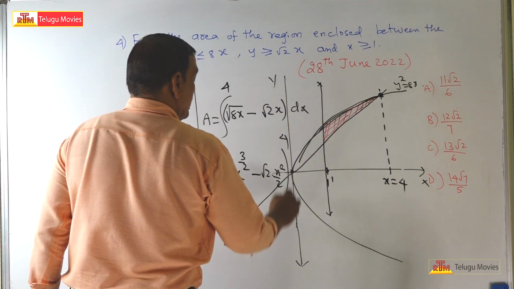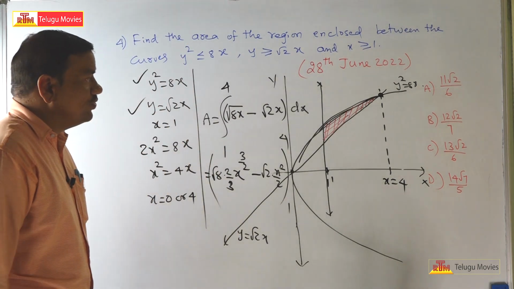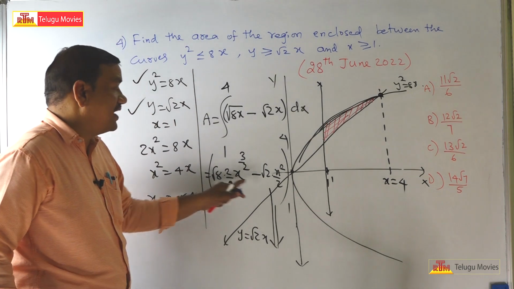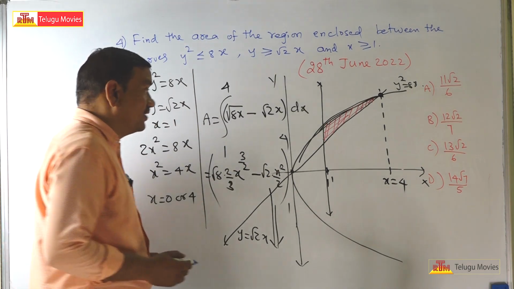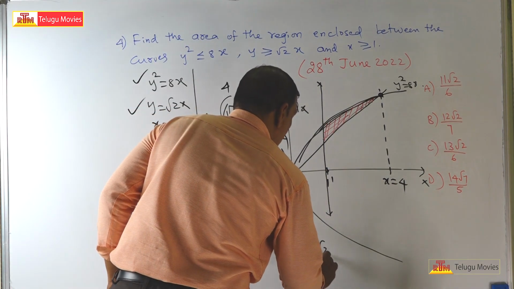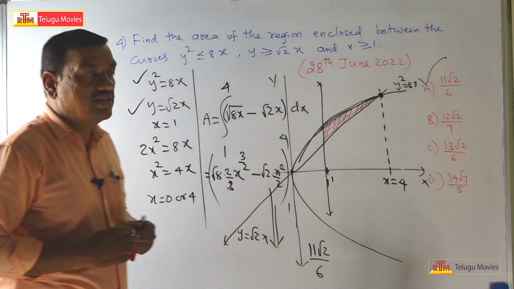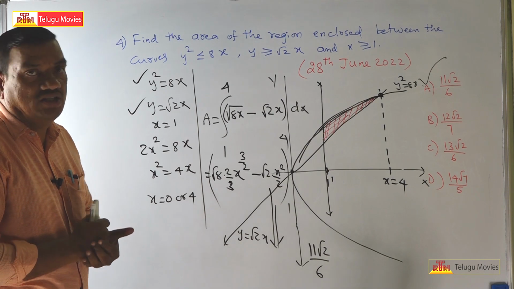Apply upper limit and lower limit. So if you substitute the upper limit and lower limit and subtract, you will get the answer 11 root 2 by 6. So this is your answer. 11 root 2 by 6 is your answer. Option A is the right answer.